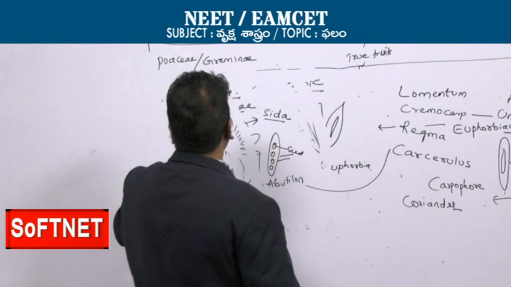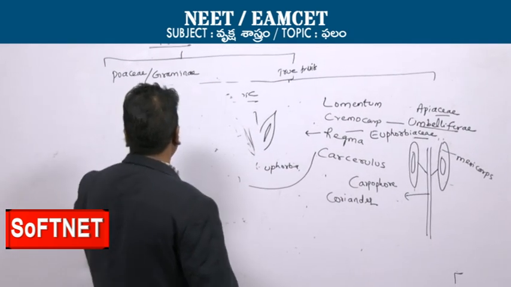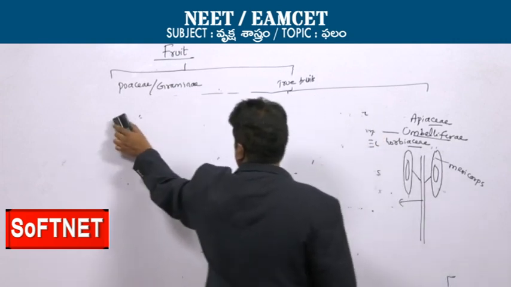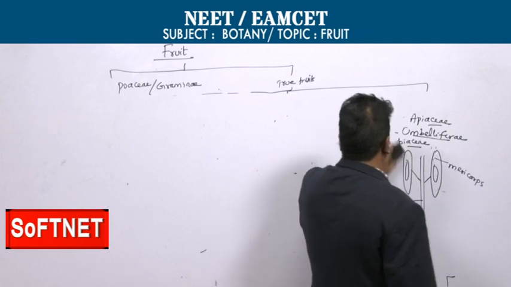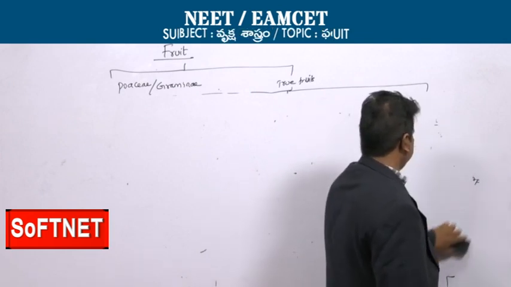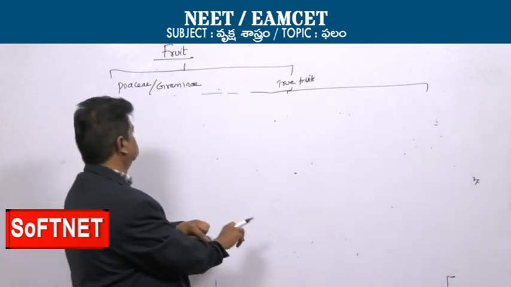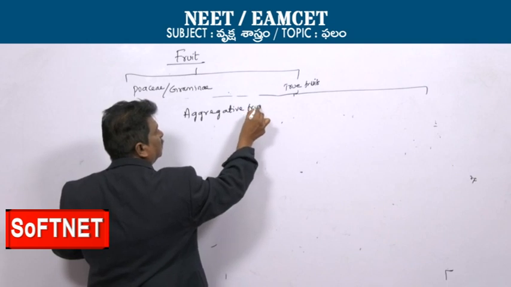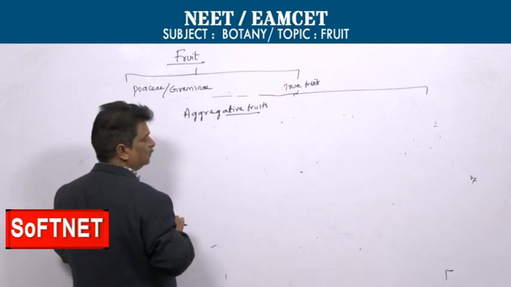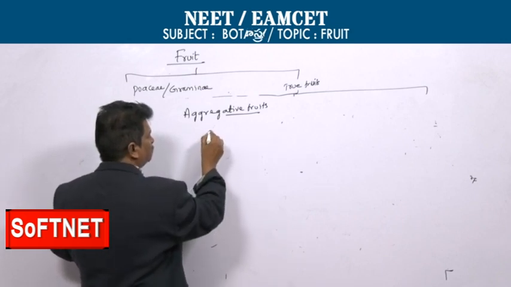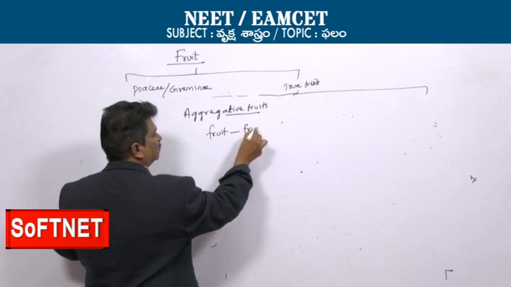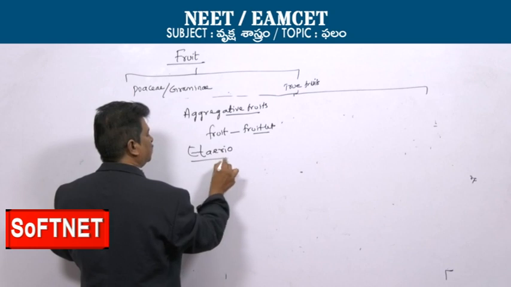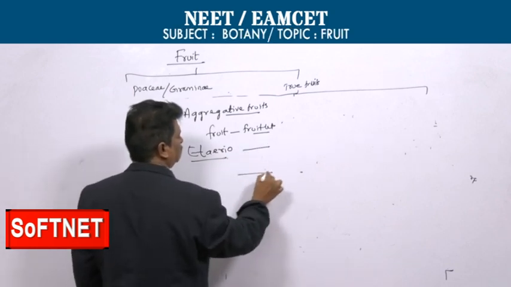So under simple fruits, we have fleshy and dry fruits. Next, the second type of fruit is called aggregate fruits. Aggregate fruits develop from a multicarpellary but apocarpous pistil. Each carpel develops into a small fruit called a fruitlet, and a bunch of fruitlets is called an etaerio.